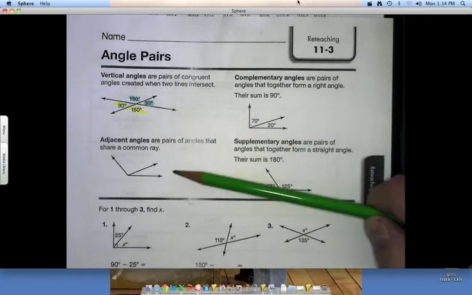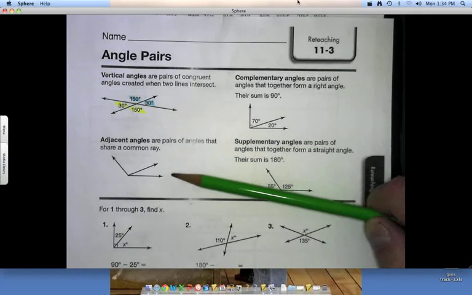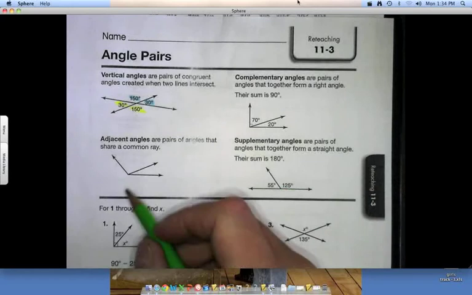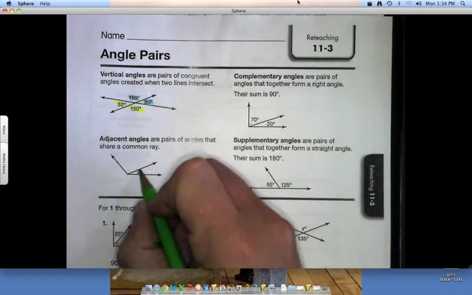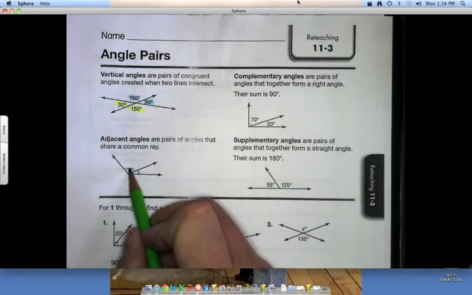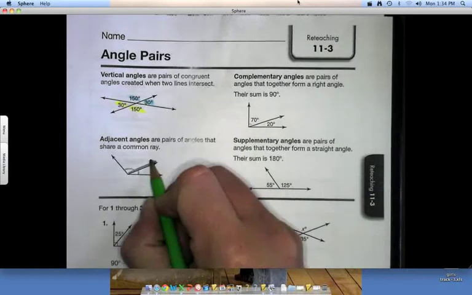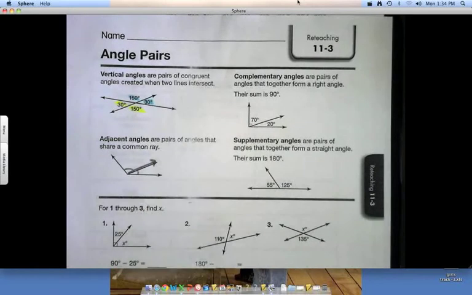The last one, adjacent angles, are pairs of angles that share a common ray. So this angle here is sharing, or is adjacent to, this angle here because they share this ray right here. So those are 4 new vocabulary terms that are important for you to remember for lesson 11.3.